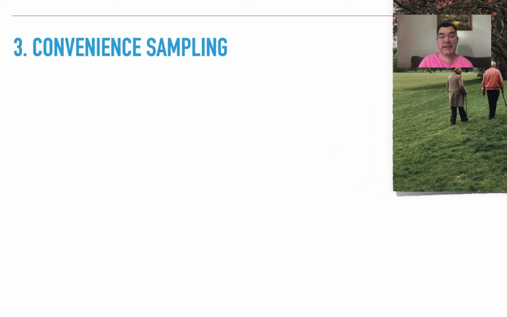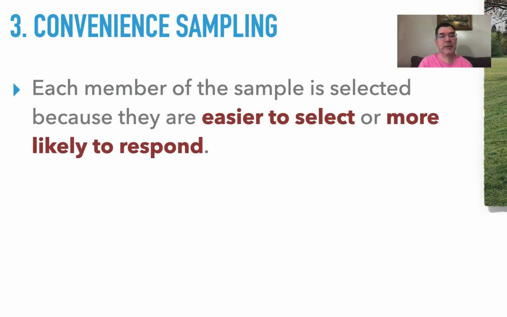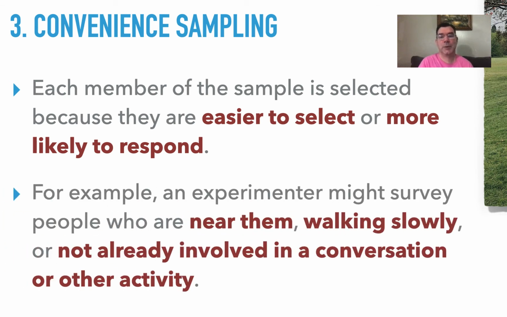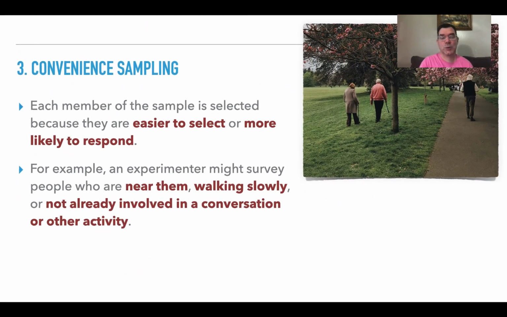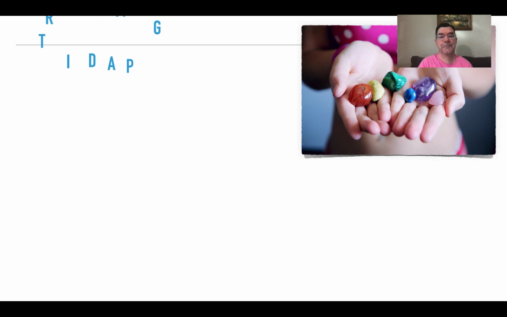There's also convenience sampling. That's the third method. And that's where you're asking people that are just easier to select, or they are more likely to respond to your survey. So for example, you're walking along and it's just people who are near you, people who are walking slowly, people who aren't already involved in a conversation, or they're not on their phone. They're just not busy. So you would ask them to take your survey. And that's what's called convenience sampling.